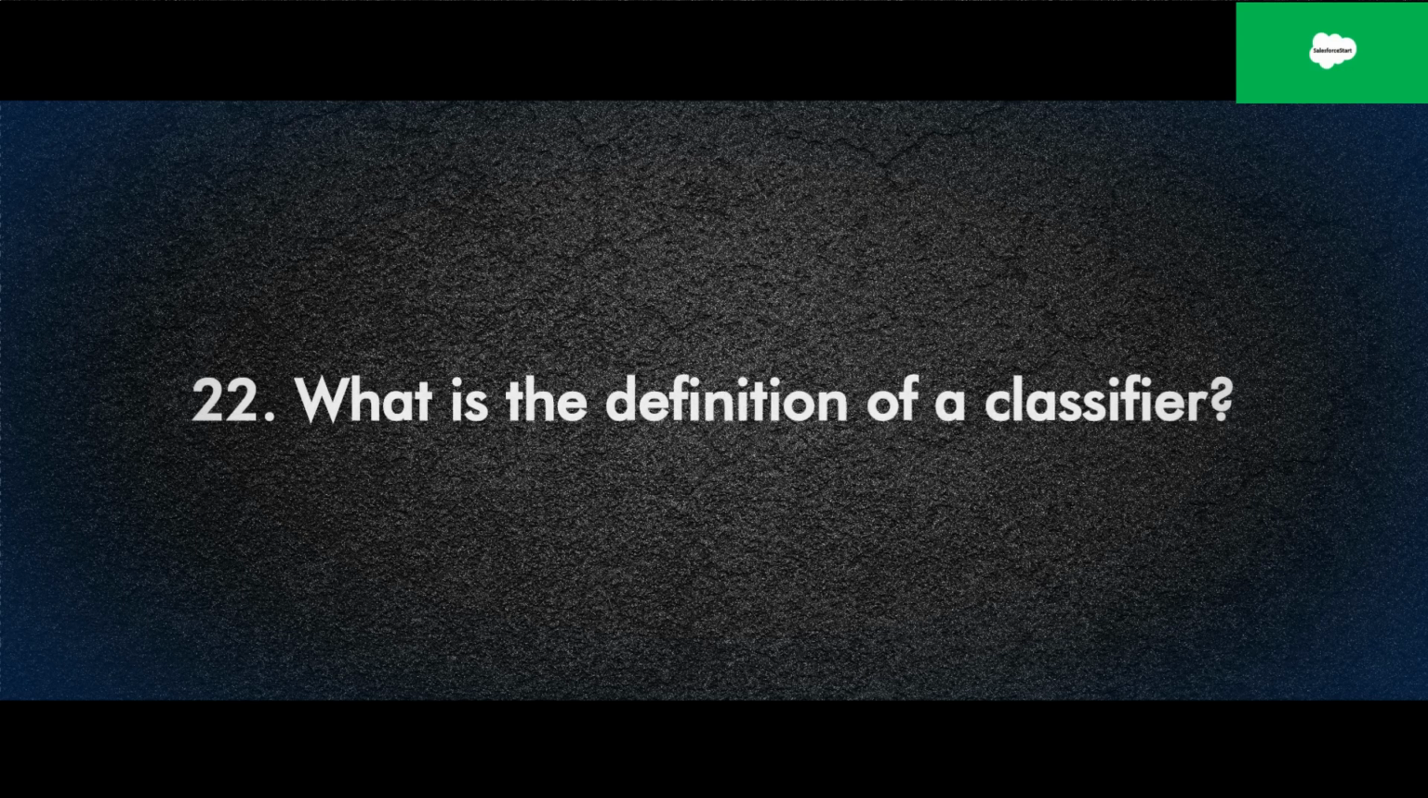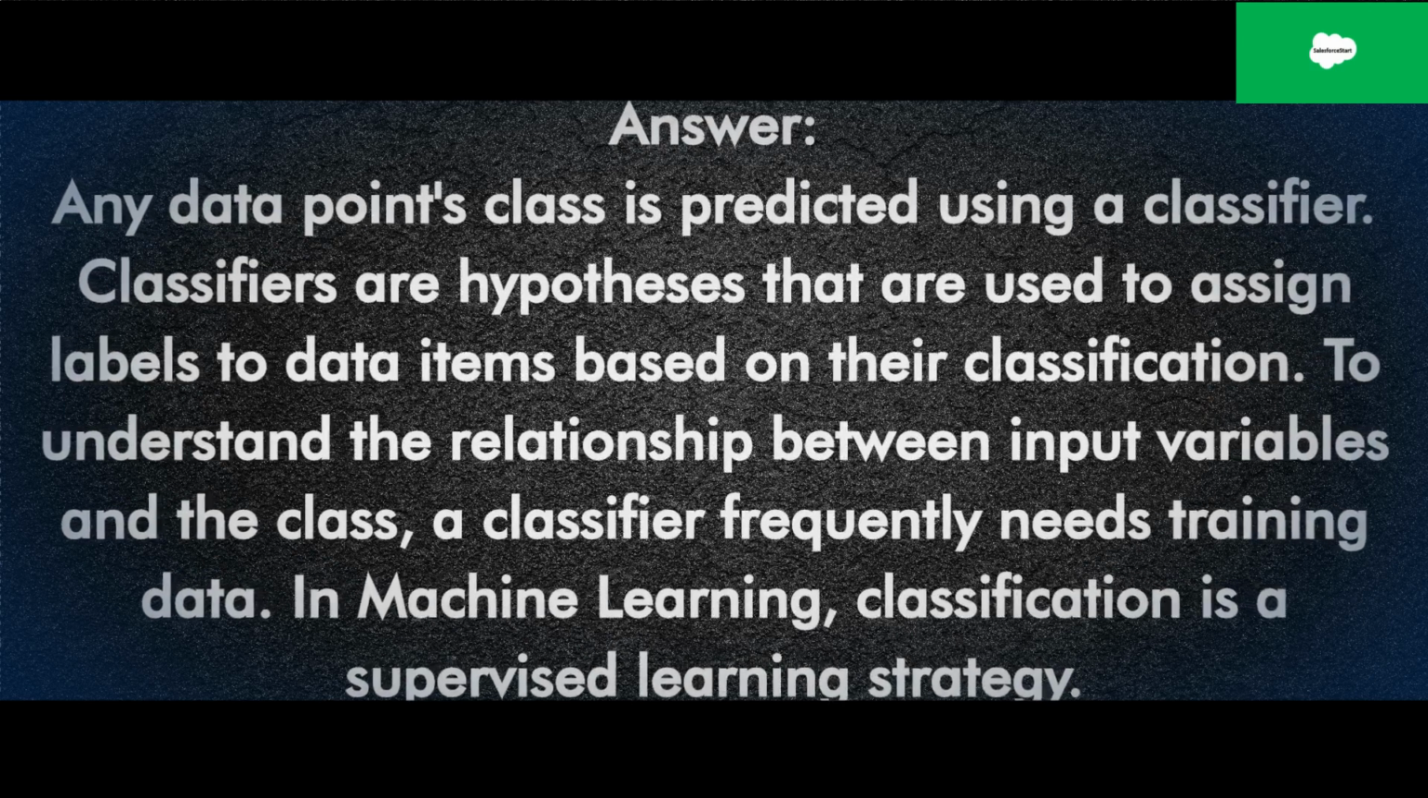22. What is the definition of a classifier? Answer. Any data point's class is predicted using a classifier. Classifiers are hypotheses that are used to assign labels to data items based on their classification. To understand the relationship between input variables and the class, a classifier frequently needs training data. In machine learning, classification is a supervised learning strategy.